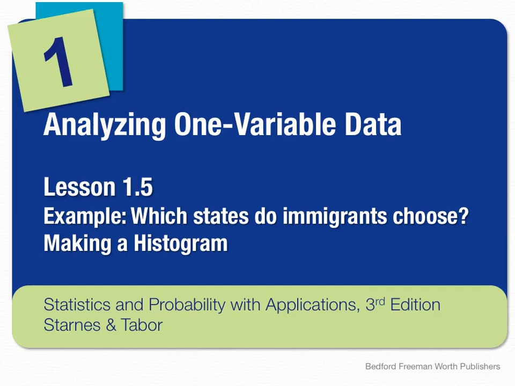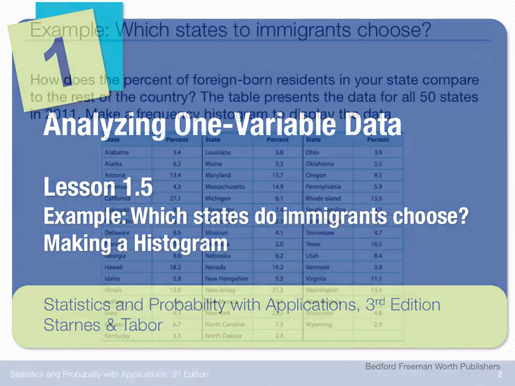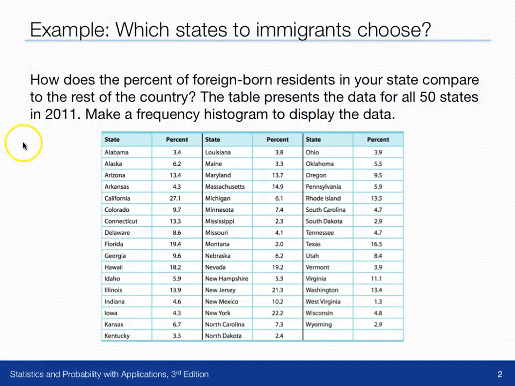In the Lesson 1.5 example, Which States Do Immigrants Choose?, we're going to make a histogram. How does the percent of foreign-born residents in your state compare to the rest of the country? The table presents the data for all 50 states in 2011. We're going to make a frequency histogram to display the data.